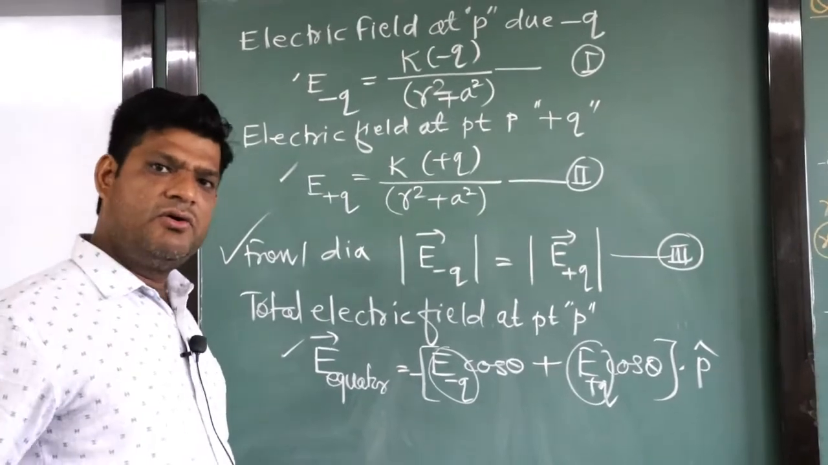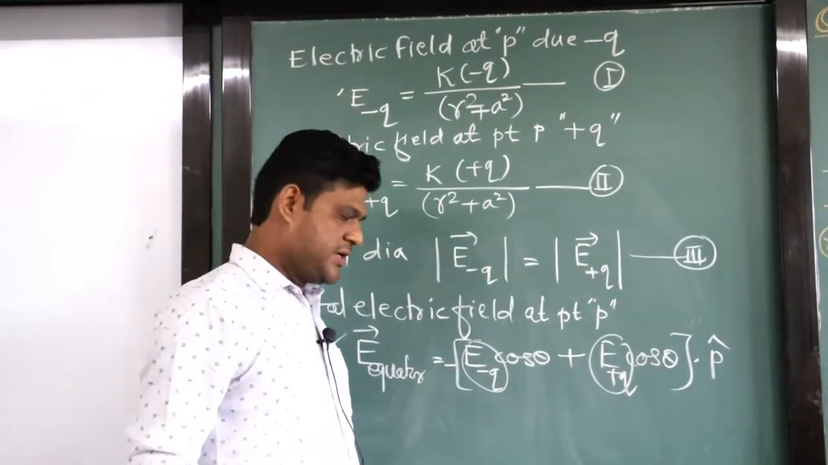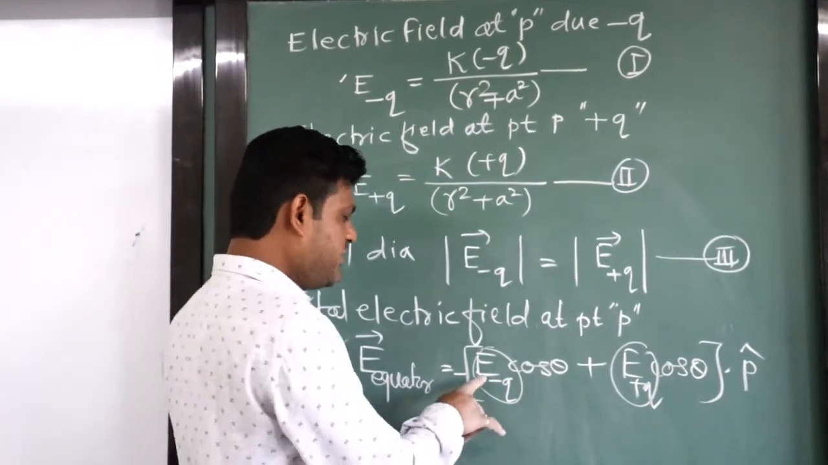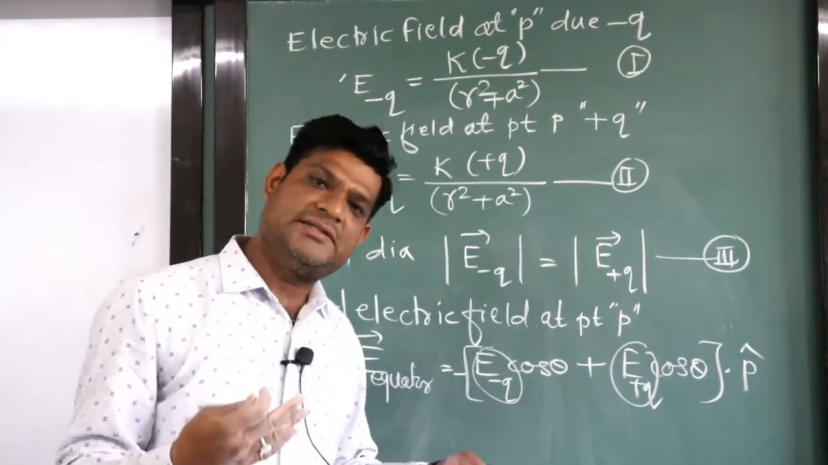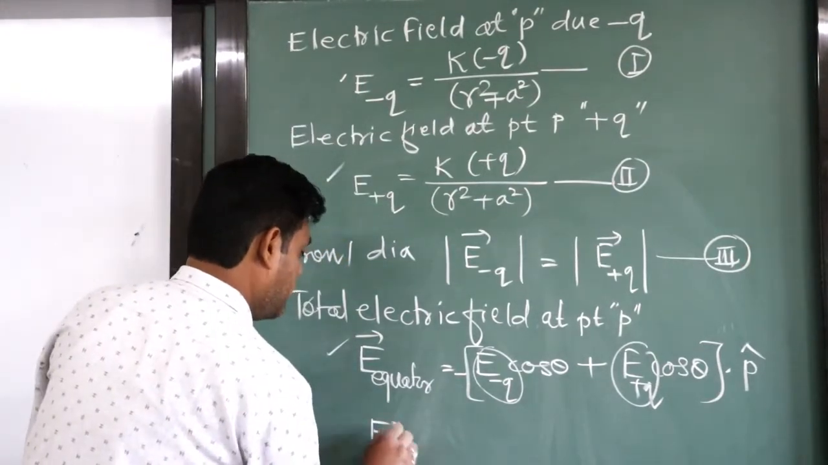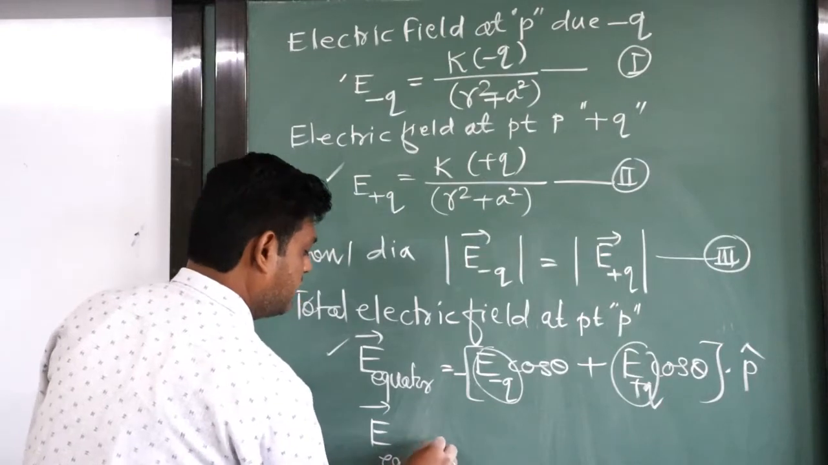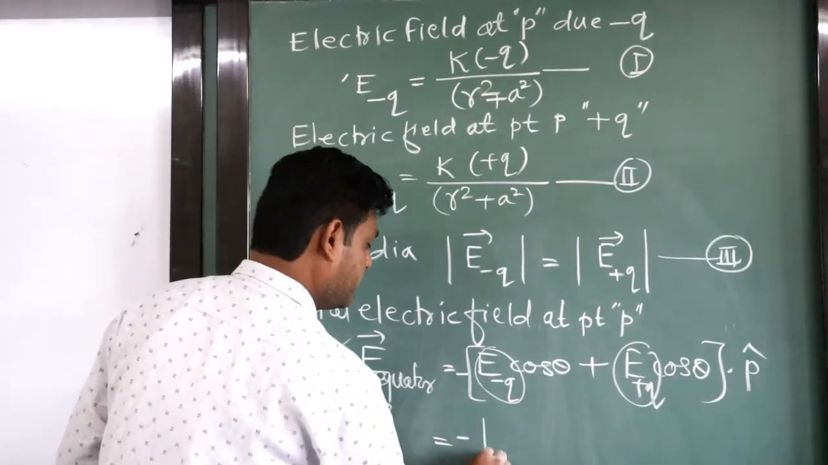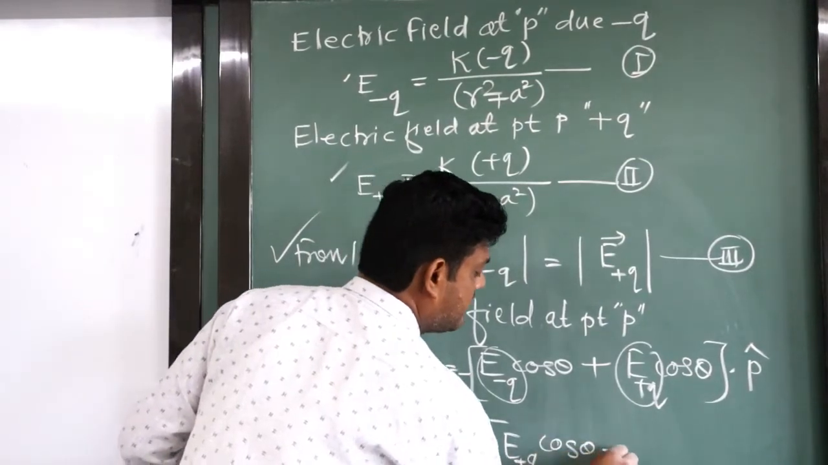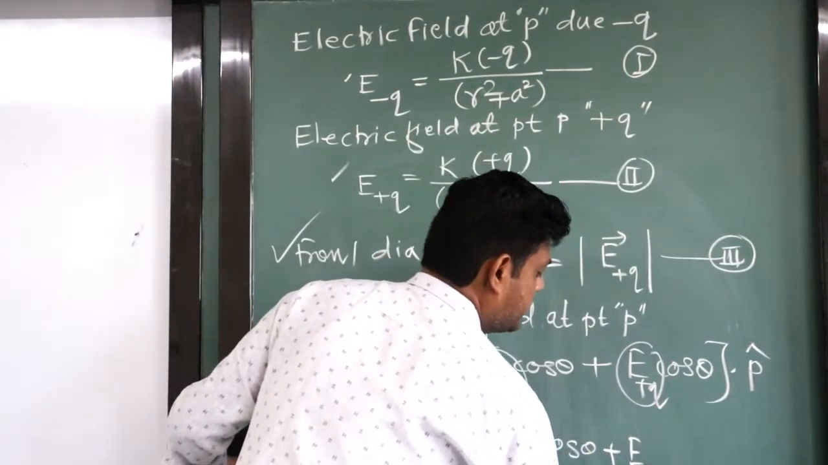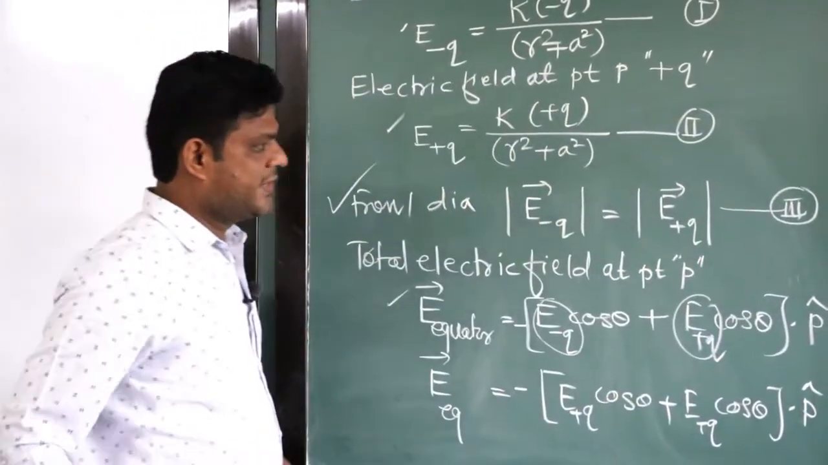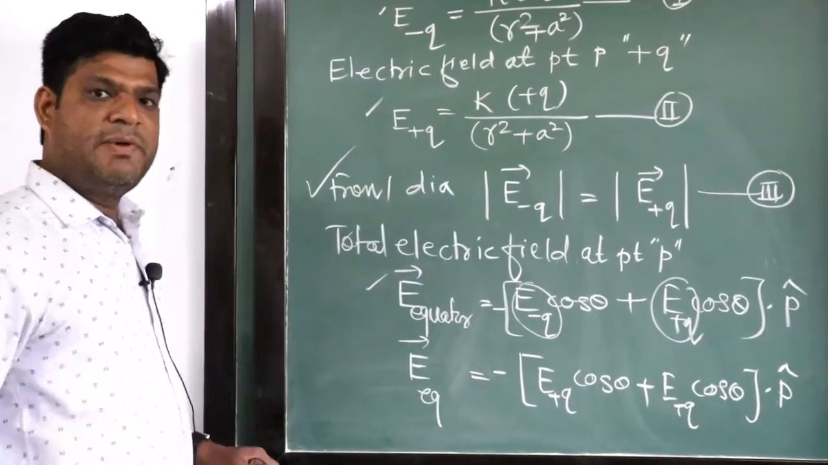So replacing the value, we can write only E plus Q. Instead of E minus Q, we will write E plus Q, because E minus Q and E plus Q both are same, they are equal. That's why E equatorial equals minus of E plus Q cos theta plus E plus Q cos theta plus P cap. Correct?